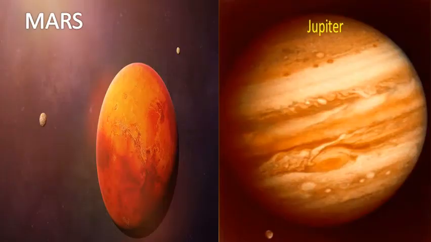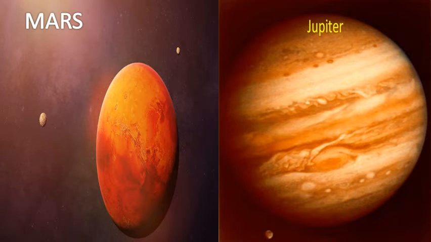Next is Mars and Jupiter. Mars is the planet next to the Earth in the solar system. It is named after a Roman god. It is also known as the red planet only because of the presence of iron oxide on its surface that gives it a reddish appearance. Mars has two known moons, Phobos and Deimos.